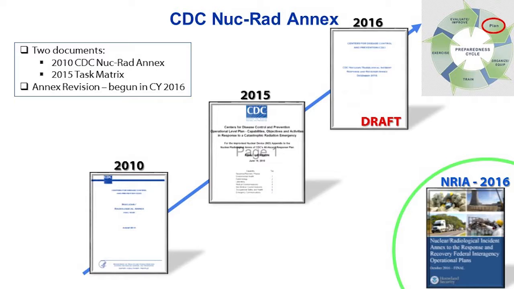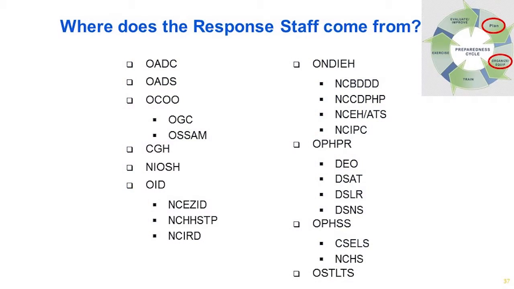And then in the lower right-hand corner, you'll see, as Adela talked about, the Nuclear Radiological Incident Annex, which is part of the Federal Interagency Operational Plan. That's a parallel plan that got published in 2016, so we use a lot of that information as well in forming our plan and our revision, which started in 2016, and we've been utilizing the draft ever since. So as you can see in the upper right-hand corner, we are in the plan phase, getting ready to move into the organization and equipping.